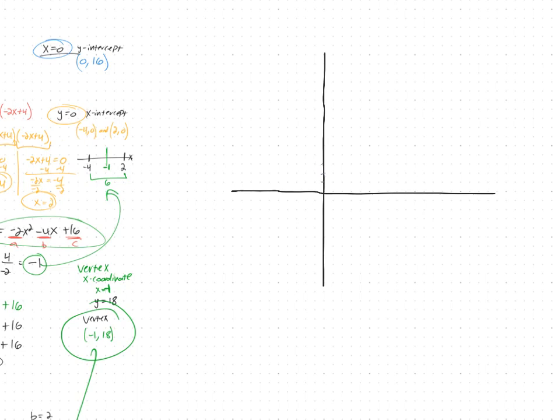So 1, 2, 3, 4, 5, 6, 7, 8, 9, 10, 11, 12, 13, 14, 15, 16. My x-intercepts are at -4 and 2. So I'm going to do that. So -4, -1, 2, 3, 4. And +2, 1, 2. All right, and our vertex is at -1 and 18. So -1, and if this was 16, this is 17, 18.